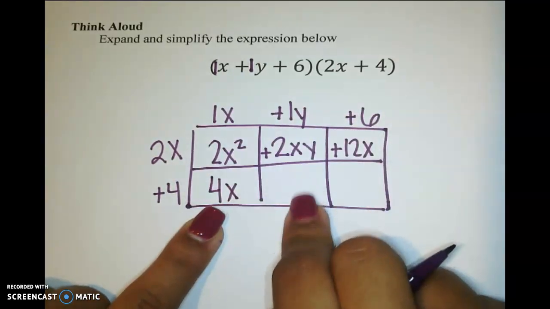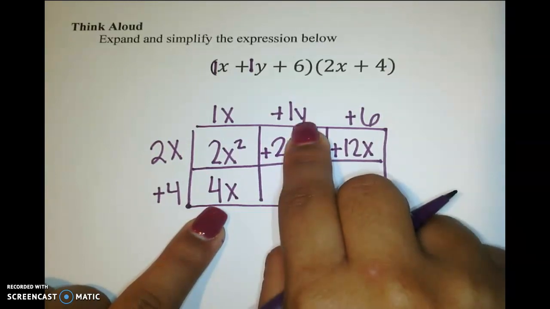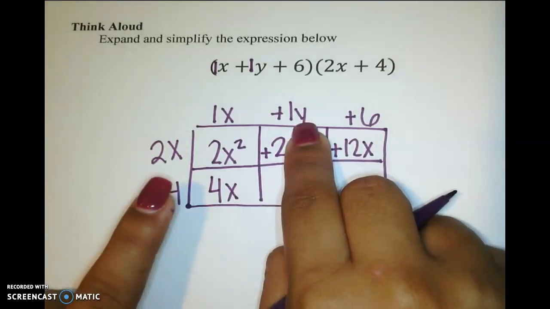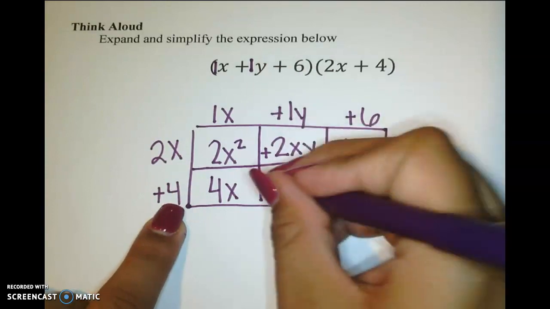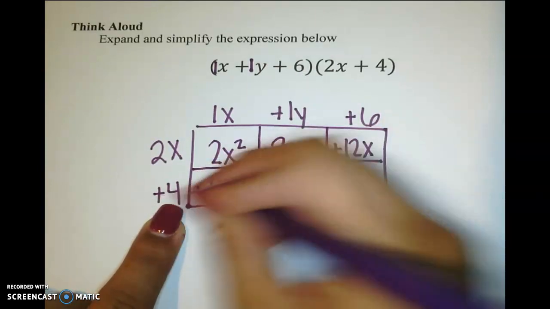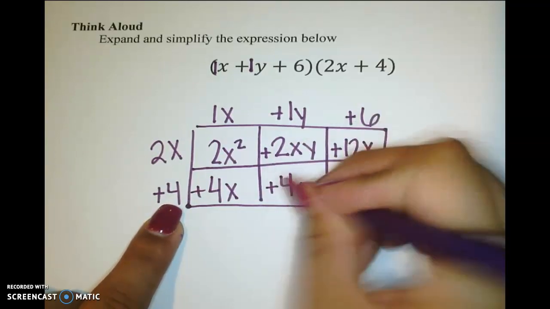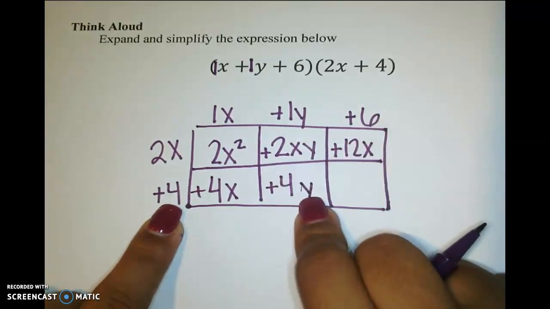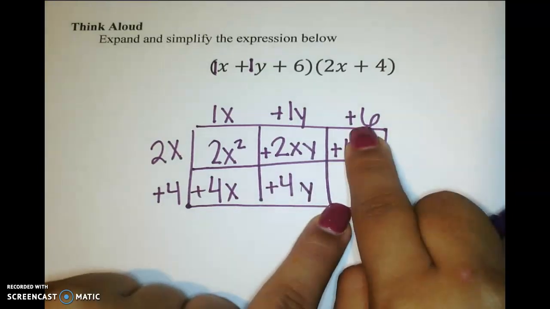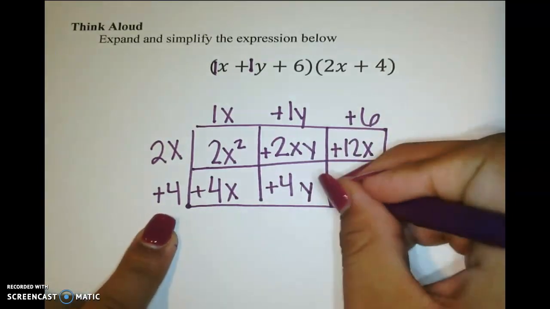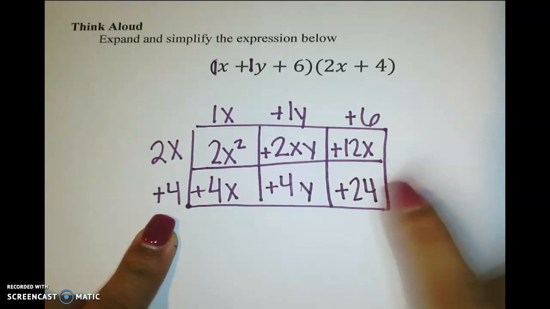Now to find this one, I'm going to go all the way up, and I have 1y being multiplied by 4. So 4 times 1 gives me a positive 4 back. And then I see the variable y, so I'm going to drop it down because I don't need to multiply by anything. In this very last box, I'm going to do 6 times 4, which is a positive 24.